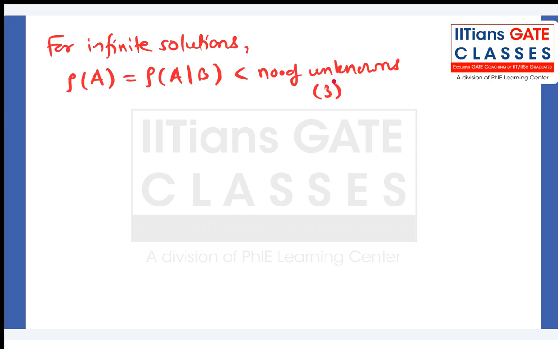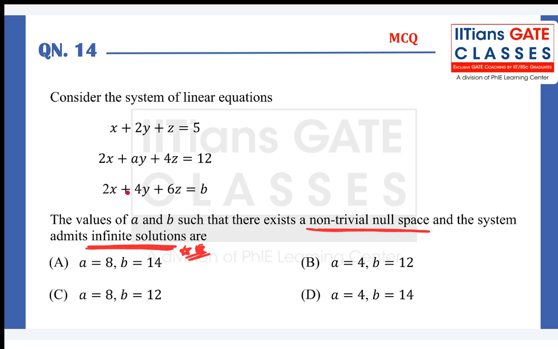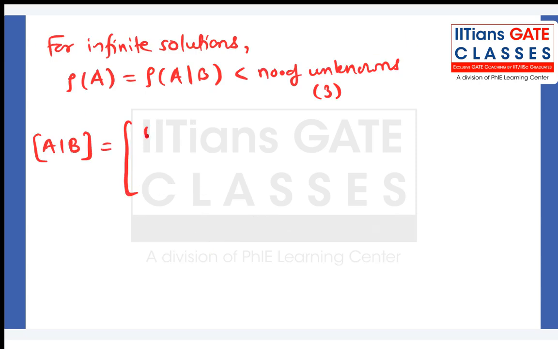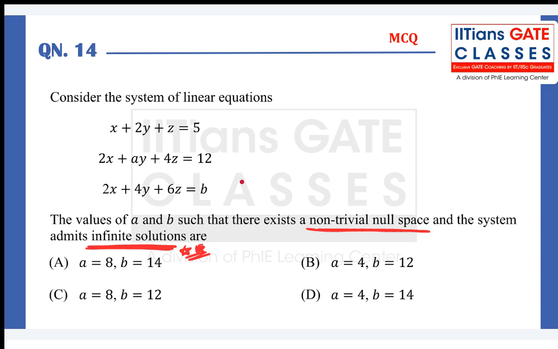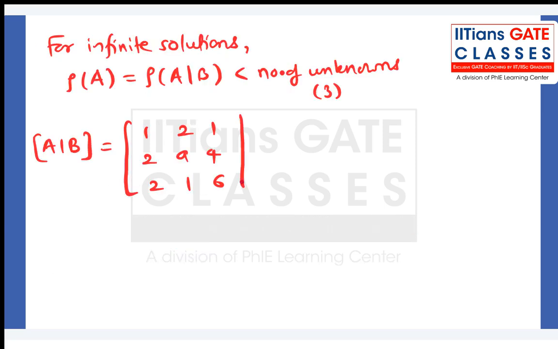So what is your augmented matrix? Here, A is the coefficient matrix: 1 2 1, 2 a 4, 2 4 6, and B is nothing but the RHS values, 5 12 b.